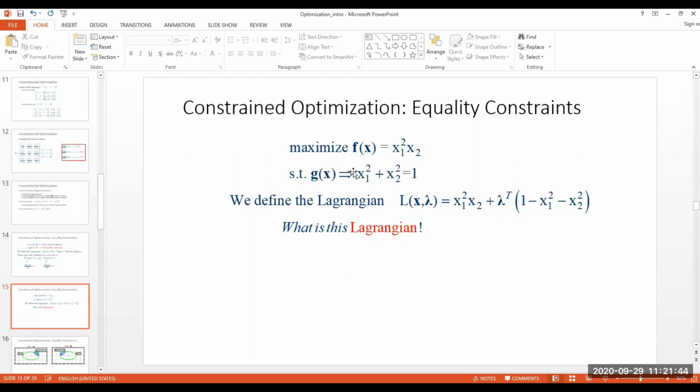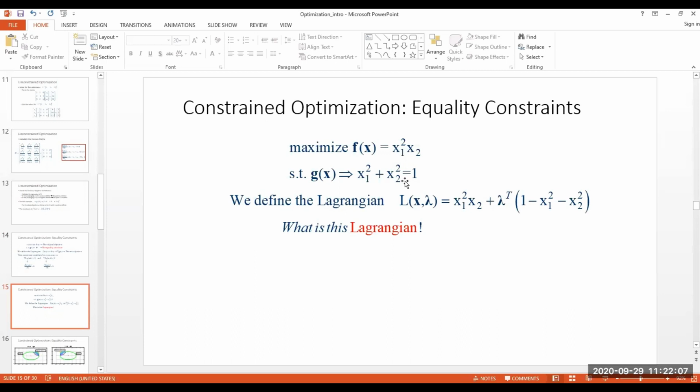A circle, the unit circle. Okay, it's a unit circle. So the constraint is a unit circle. You are trying to maximize this expression for different values of x1 and x2, but you are also looking to satisfy this equality constraint, which is basically a unit circle.